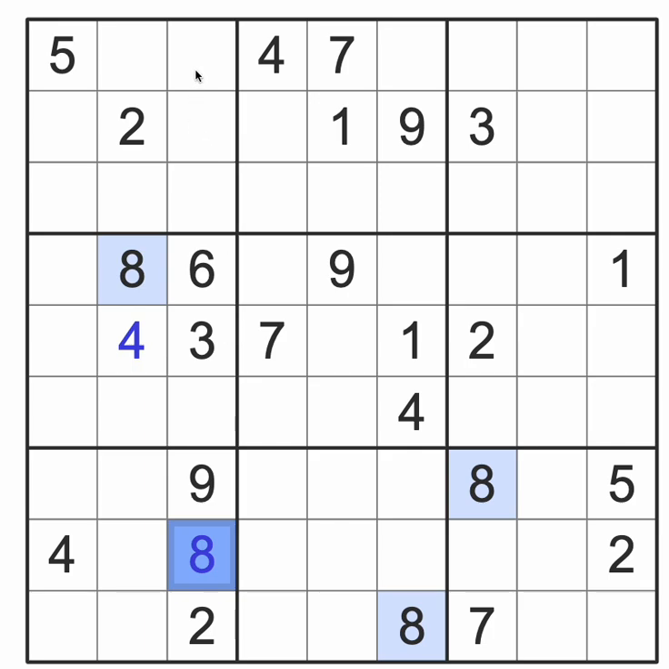And now I can place 5 on column 3 because this 5 blocks these. 5 will come here. And that gives me a triple here of 1, 4, 7. And this cell is blocked by 4 and 7, so it is 1.